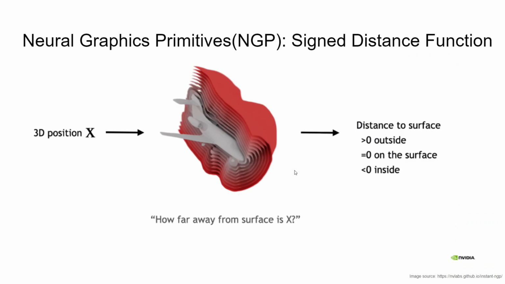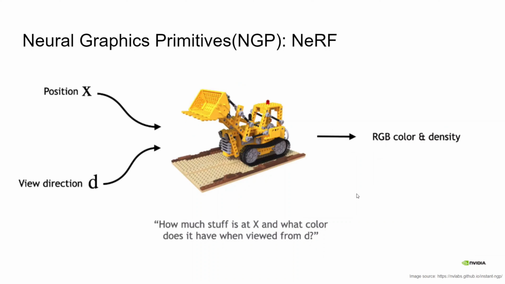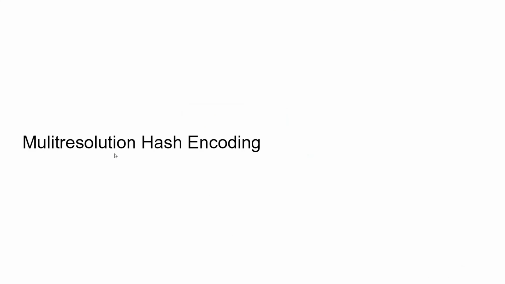Another example of neural graphics primitives is the signed distance function, where the input is also a location and the output is the distance to the surface. NeRF also follows the same structure, where the input includes a position and the extra parameter is the view direction. The output attributes are RGB color and density related to that position. So now we understand the first part of the title.